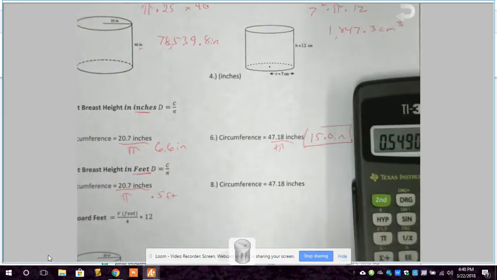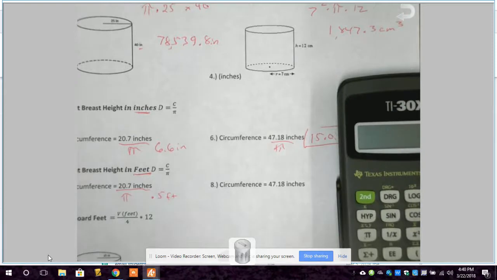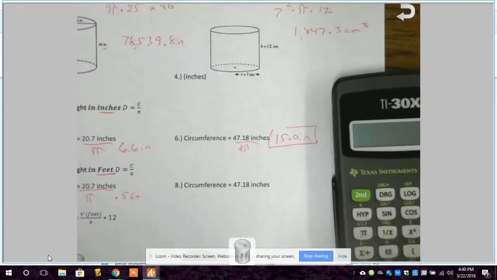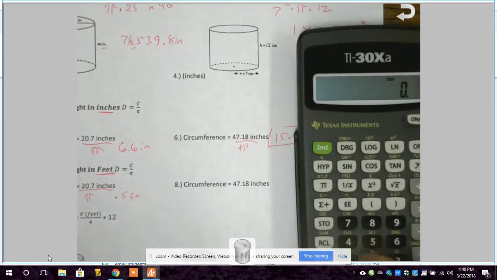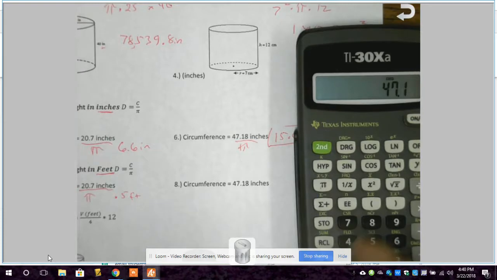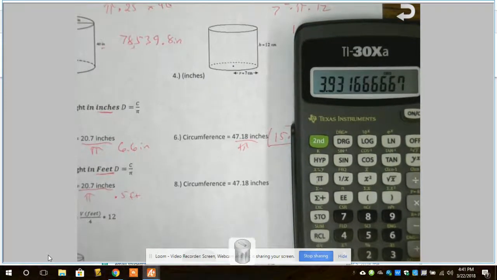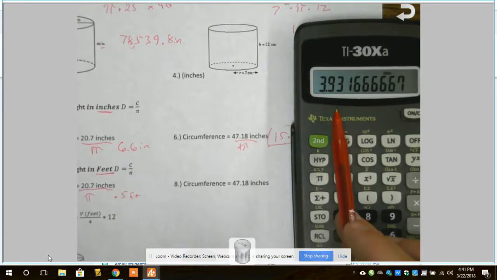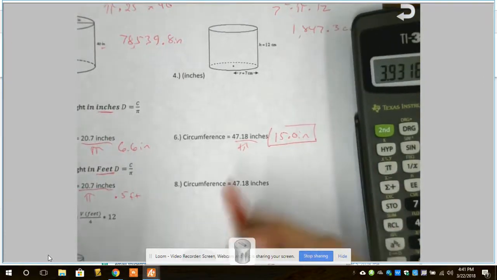Okay, so this one here, the other way you can do it, I'm going to do this side. I'm going to do the second way you could do it: turn this into feet and then divide it by pi, which will work out the same way. So I'm going to take 47.18 inches divided by 12. That will give me the feet. So it's 3.9 feet.